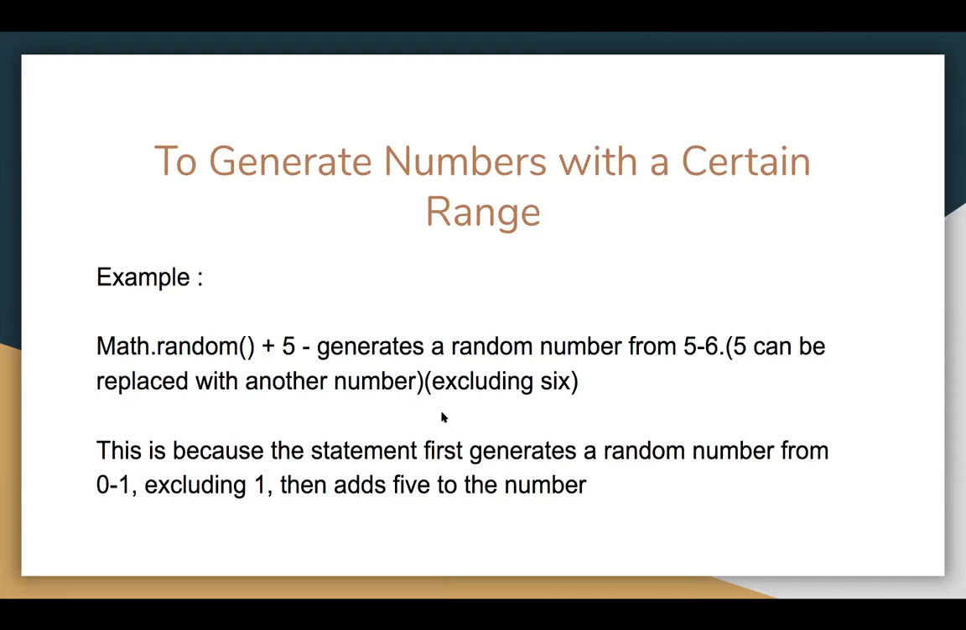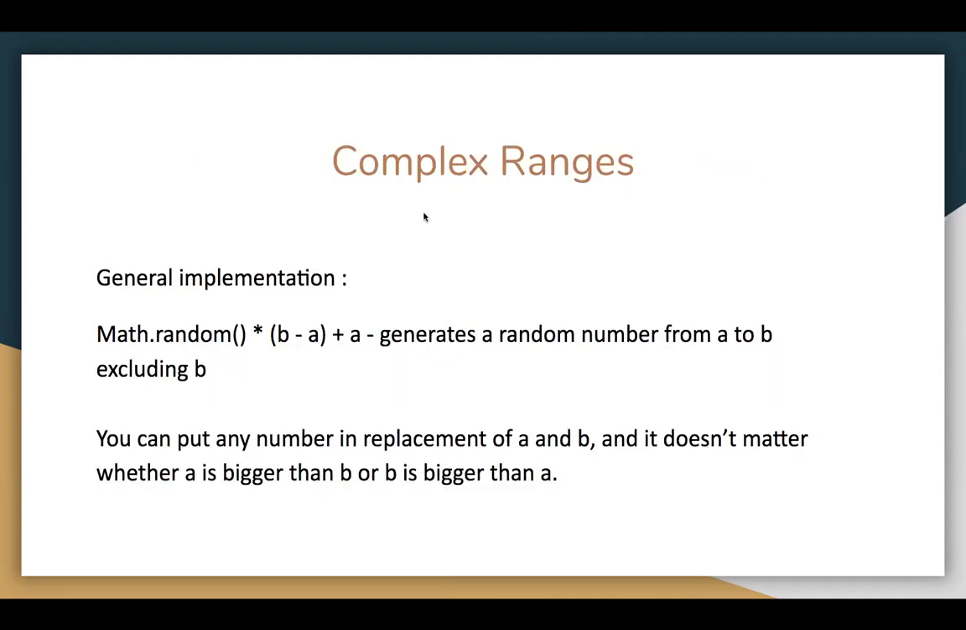Complex ranges. For this one, I have a formula of sorts, and I have an example afterwards so that you can see. But this is the official formula for it. So the general implementation is something like this. You have the math.random statement, and then times something inside parentheses, b minus a, and then plus a. So this generates a random number from a to b, excluding b.